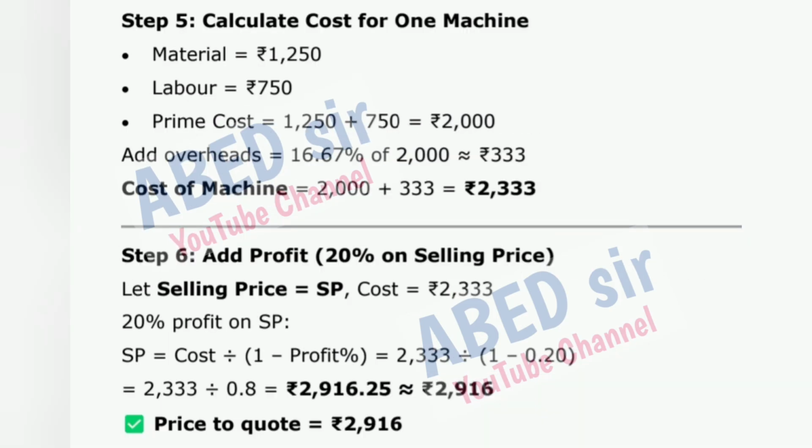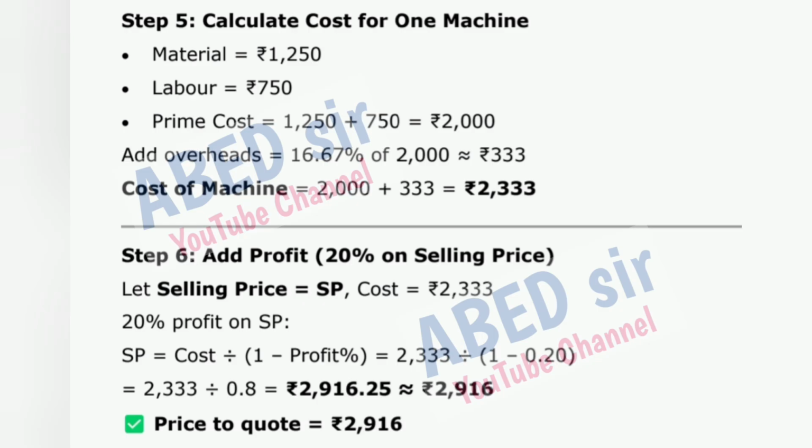Step 5. Calculate cost for one machine. Material is equal to 1,250 rupees. Labor is equal to 750 rupees. Prime cost is equal to 1,250 plus 750, is equal to 2,000 rupees. Add overheads, is equal to 16.67% of 2,000, is equal to 333 rupees. Cost of machine is equal to 2,000 plus 333, is equal to 2,333 rupees.